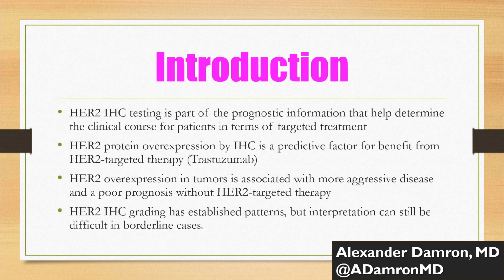So just briefly, HER2 IHC testing is part of that prognostic information that we use to help determine the clinical course of patients, in the sense of what treatment are they going to receive to help them in their journey through this disease, right? And HER2 protein overexpression specifically is a predictive factor for patients that may benefit from HER2 targeted therapy, such as trastuzumab or Herceptin. And the overexpression in these tumors by HER2 is actually associated with a more aggressive disease and a poor prognosis.